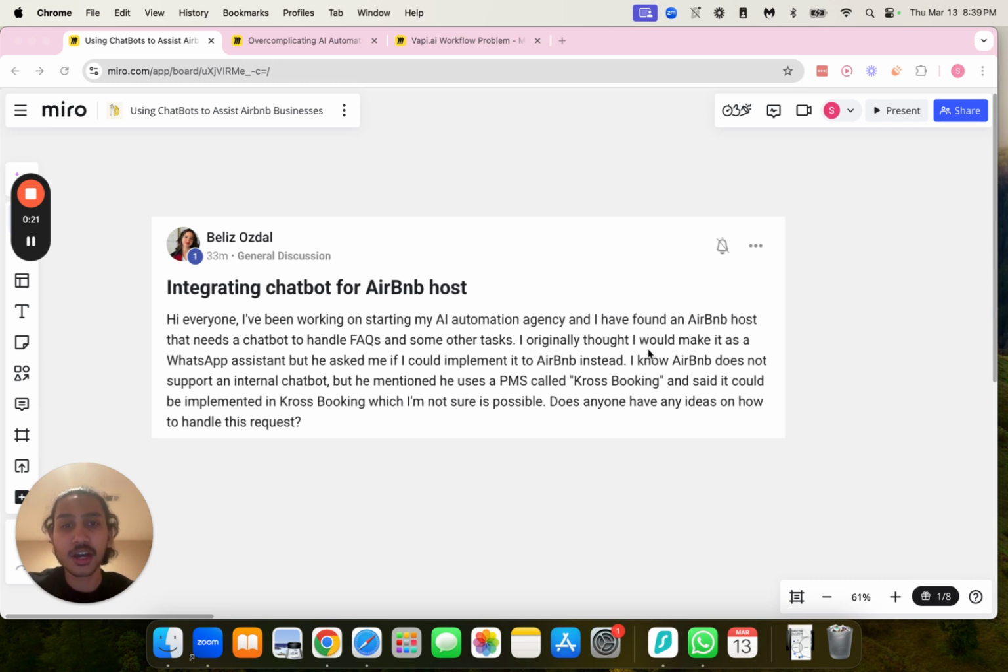I originally thought I would make it as a WhatsApp assistant, but he asked me if I could implement it to Airbnb instead. By the way, WhatsApp has an API which allows you to do that. I know Airbnb does not support an internal chatbot, but he mentioned he uses a PMS called cross booking and said it could be implemented in cross booking, which I'm not sure is possible. Does anyone have any ideas on how to handle this request?